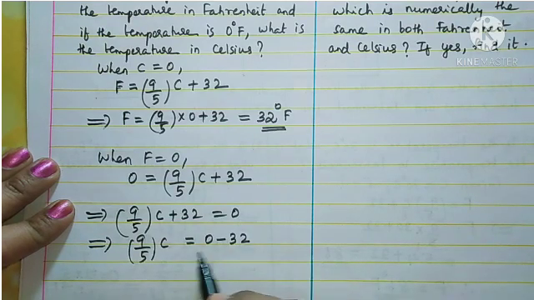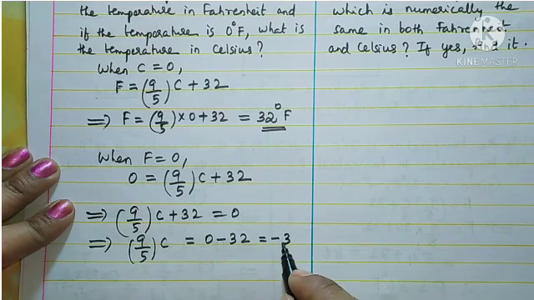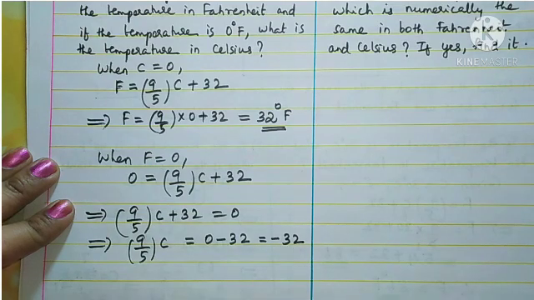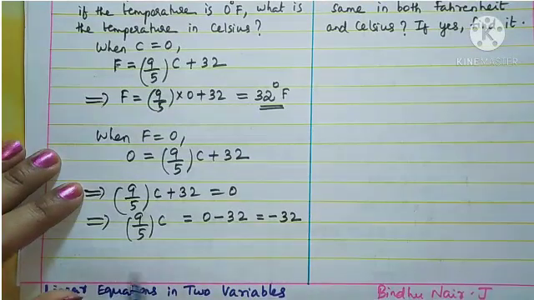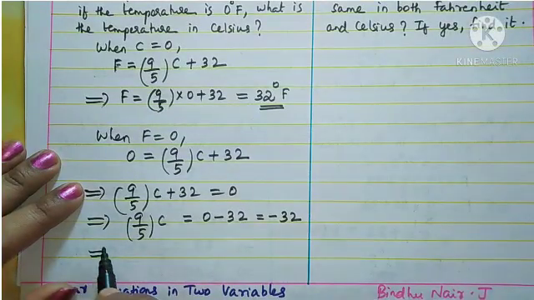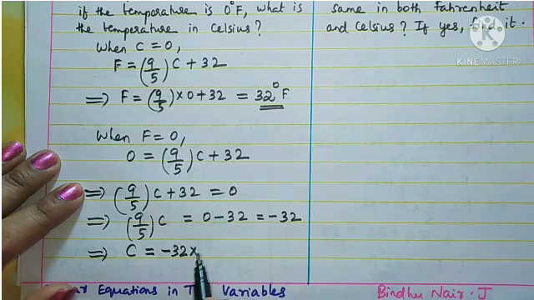Understand? So 0 minus 32 is what? Minus 32 again. Now what do you want to do? Yes, this 9 by 5 into C. So 9 by 5 into C, when 9 by 5 is taken to the right side, it becomes reciprocal. So this implies C is equal to minus 32 into 5 by 9.